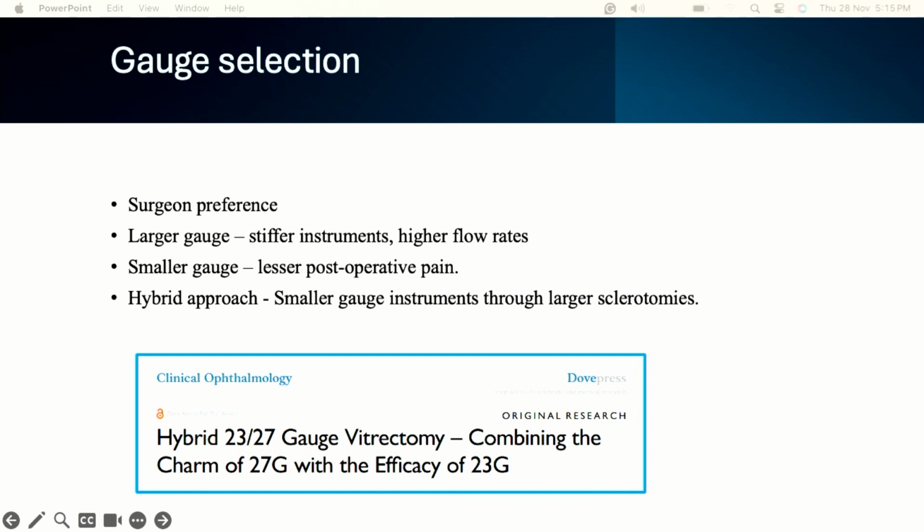Smaller gauge instruments were used through the larger sclerotomies. This 27 gauge cutter was used through the 23 gauge trocars. The benefit of the smaller gauge is that the cutter can itself go under the membrane, can be used as a forceps for dissection, and in cutting mode to remove the membrane. The hybrid approach, however, will add to the cost of the surgery.